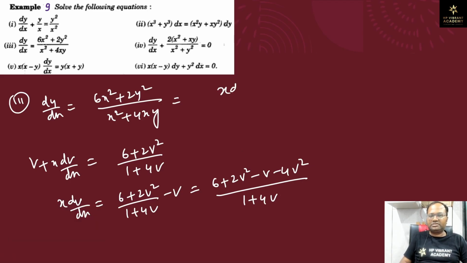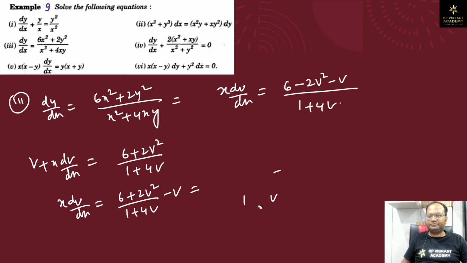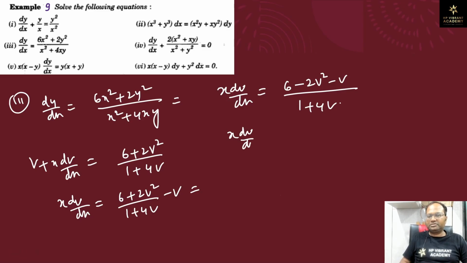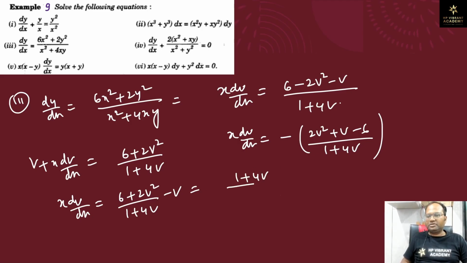So we have x dv upon dx is equal to 6 minus this, which is 2v square minus v upon 1 plus 4v. So from here, x dv upon dx is equal to minus (2v square plus v minus 6) upon 1 plus 4v. Okay. Let us further simplify this. So (1 plus 4v) upon (2v square plus v minus 6) dv is equal to minus dx upon x, integration.